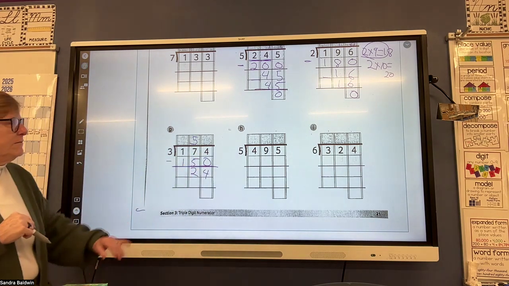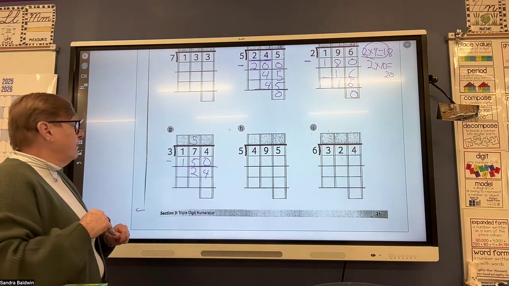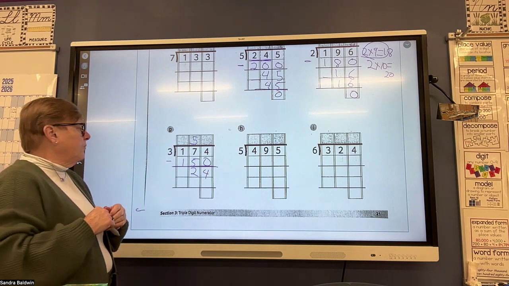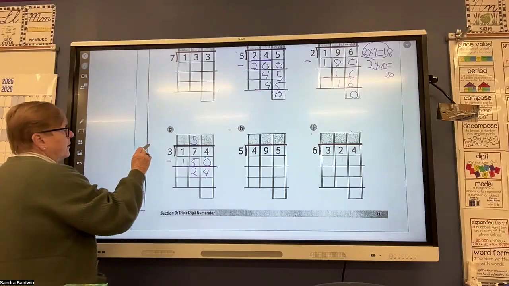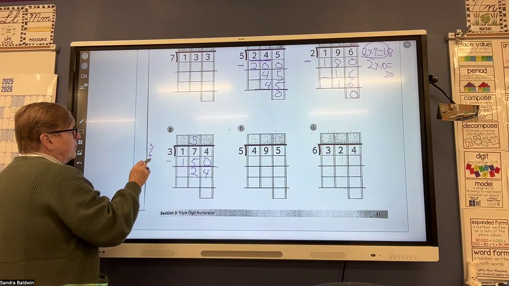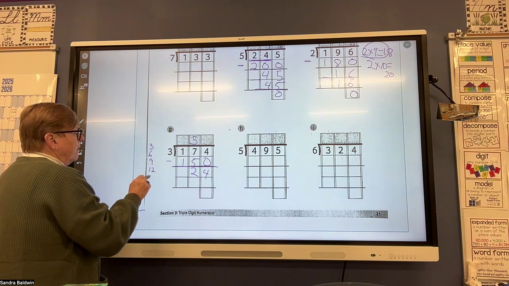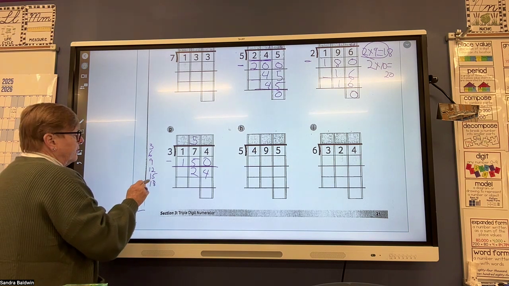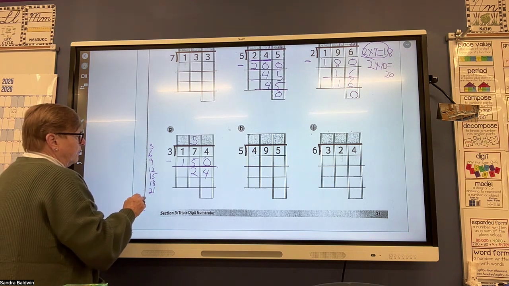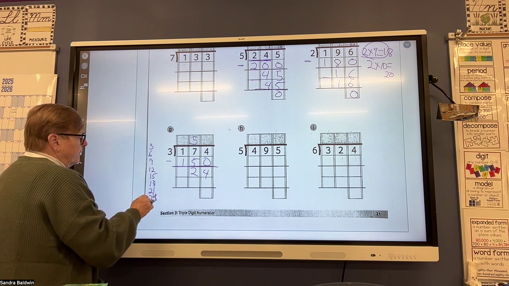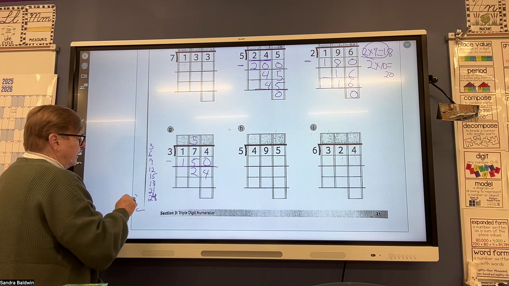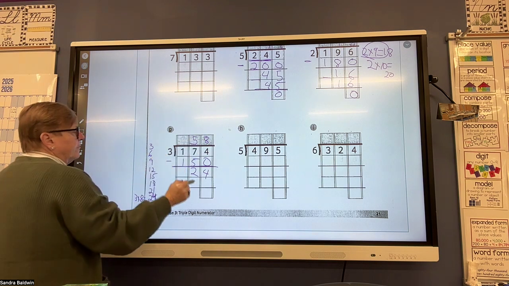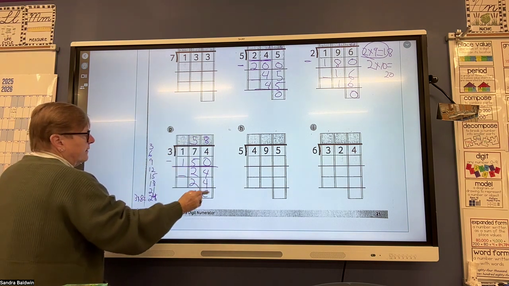Now I have a new question. What is 24 divided by 3? Well, I can skip count by 3 all the way up to 24, because 3 times 1 is 3, 3 times 2 is 6, 3 times 3 is 9, 3 times 4 is 12, 3 times 5 is 15, 3 times 6 is 18, 3 times 7 is 21, 3 times 8 is 24. And that's what I need. So I will say 8. 8 times 3 equals 24. Subtract. I get a 0.